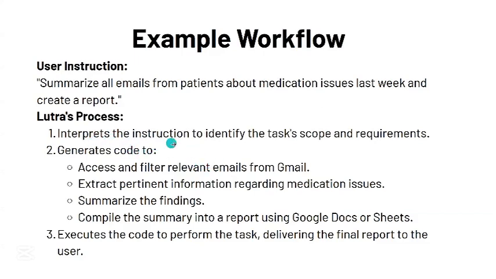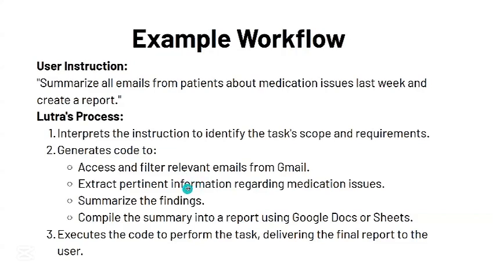So it interprets the instruction to identify the task scope and requirements, and then generates the code. So Lutra generates a code. We can see the code also in the tool, but we are not writing a code. So it will access and filter relevant emails from Gmail first, and then extract patient information related to medication issues. So even though there are thousands of mails, it can find relevant mails.